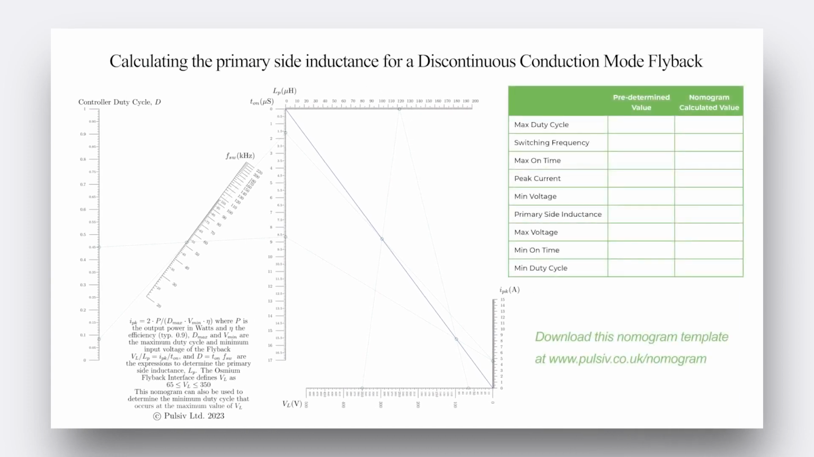As an example, if the controller duty cycle has a maximum value of 45% at a switching frequency of 52 kHz, this determines an on time of approximately 8.6 microseconds. If the peak current is 4.6 amps, then a minimum voltage of 65 volts requires a primary side inductance of 122 microhenries.